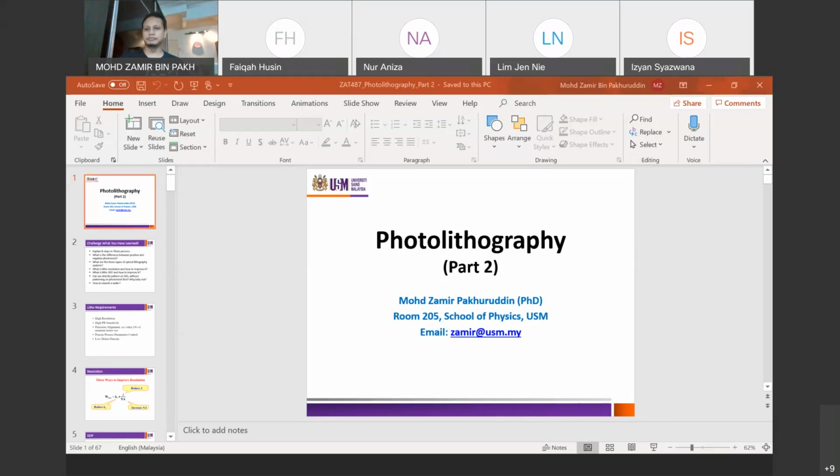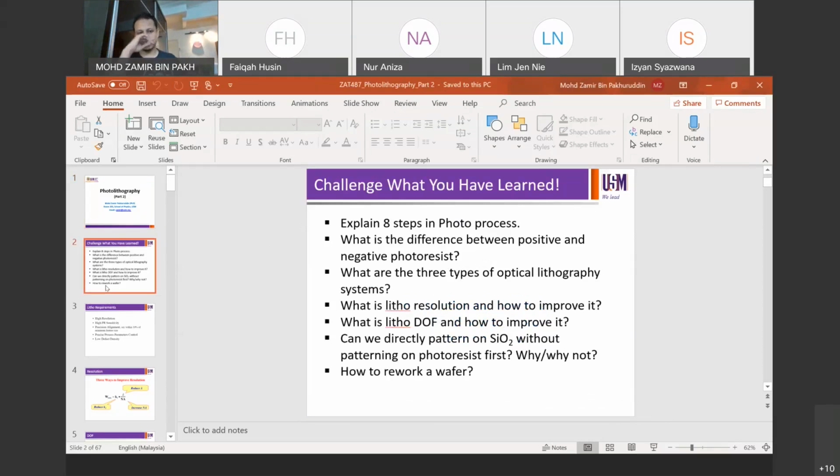Right, so let's move on to the second part of lithography. We're going to look at issues surrounding the photolithography process in this lecture. Before we move on, let's recap what we've learned in part one. Quite a number of questions here, but we're just going to cover a couple of them. Let's go with the first one: explain the 8 steps in the litho process.